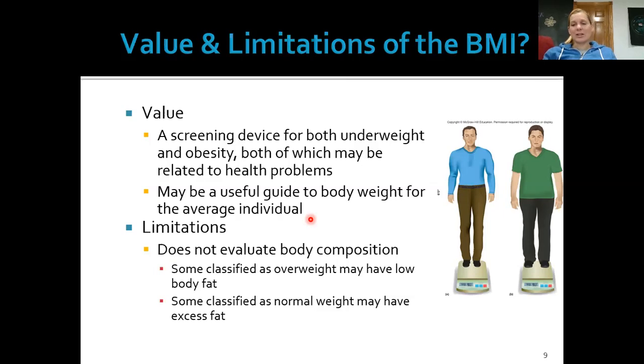Limitations: it doesn't actually give you any information about how much fat you have. It simply looks at how much you weigh in comparison to how tall you are. So some people are going to be classified as overweight, even though they have a low body fat percentage. Again, most commonly we would see that with big muscular guys. A big muscular guy might have a body composition of 8 to 10%, something along those lines.